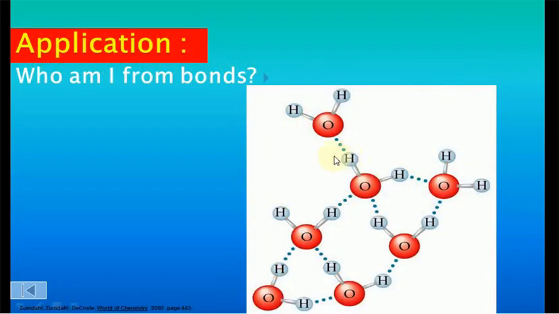This figure shows water molecules, and between them is hydrogen bond. This dotted line is called hydrogen bond. Very good.